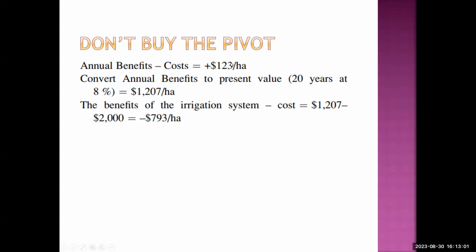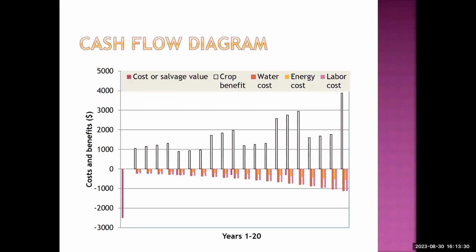Okay. And just one other thing, 20 years at 8% is a typical lifespan and interest rate. And you can see that 20 years of payments at that rate is basically 10 times the annual amount. So $123 per hectare annually, the present value of that is $1,200.